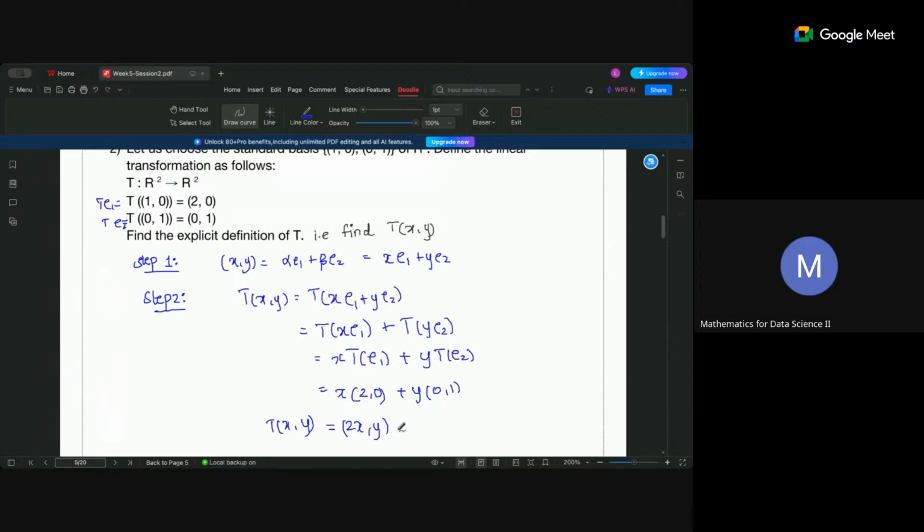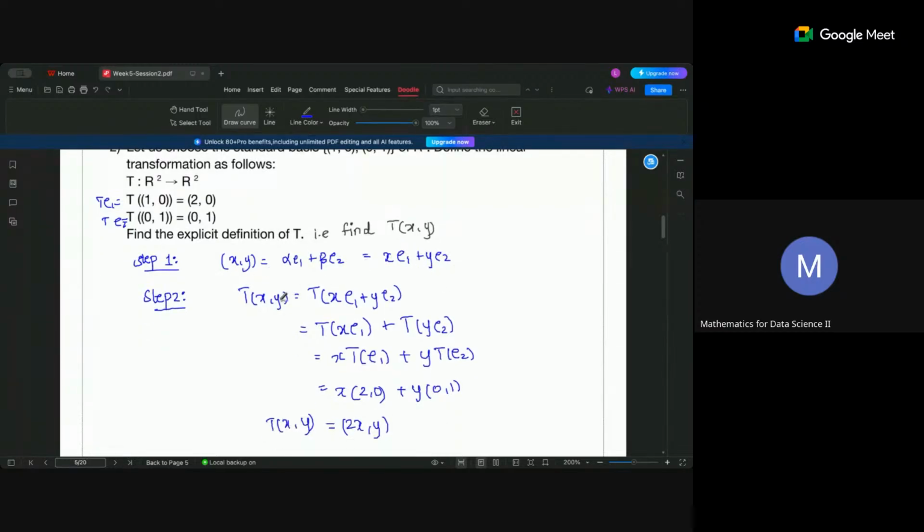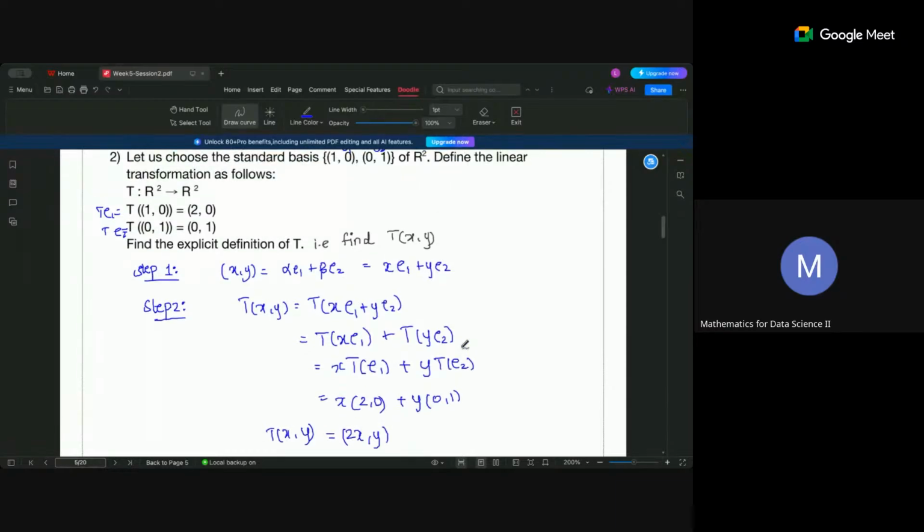Is that clear? So if you are just given the images of the basis for a transformation, the first step is to take a random vector from the domain and express it as a linear combination of the given basis. In this case, it is the very easiest one. Then you apply the transformation on both sides and use linearity to split them, and then you substitute the values of the transformation given to you and simplify to get the final answer. Okay, are the steps clear?